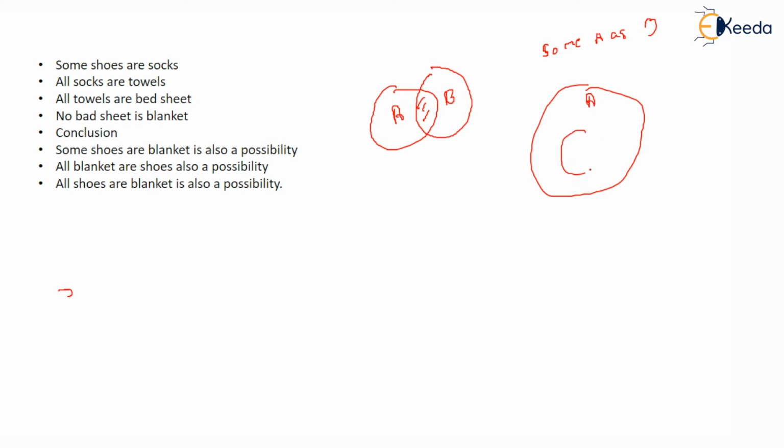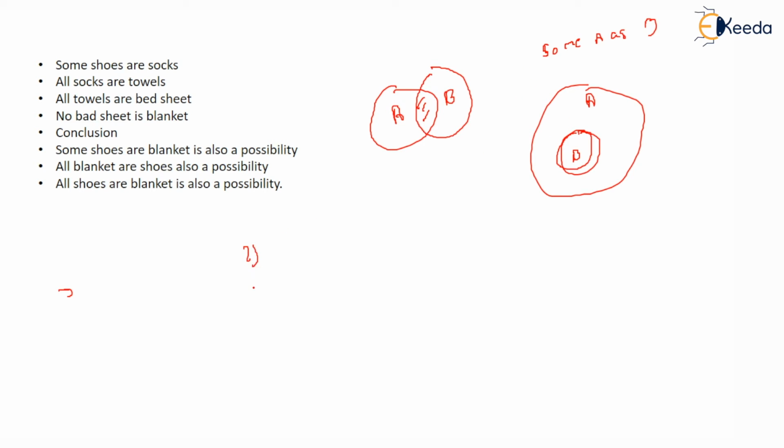First is some shoes are socks. What does that mean? Whenever some comes, it means some portion is common between A and B. If I say some A are B, that means a little portion of A is there in B. We can also represent it as some A are B like this. This is A, this is B. It means out of all A, some are B, right? So this is how I represent it.